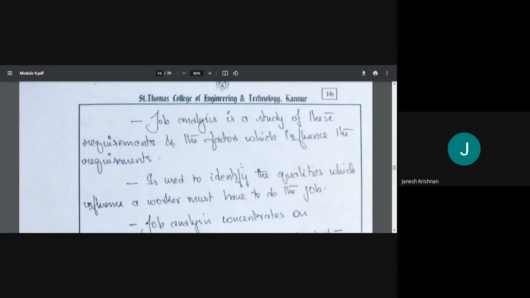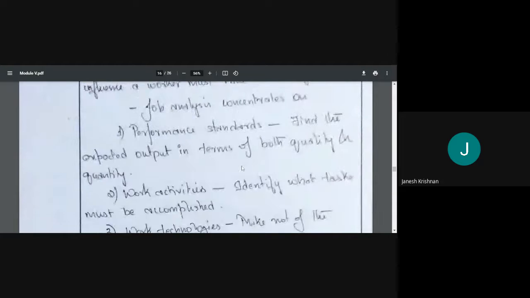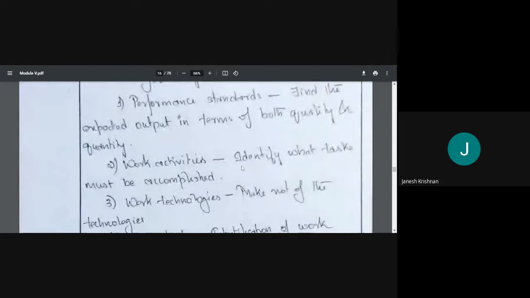So what are the factors on which job analysis is conducted? One is the performance standards. What is the output which I expect? Okay? So it can be in terms of quantity and quality. Okay, it's not either or. It can be in terms of quality, it can be in terms of quantity also. So according to my work, what is it? Sometimes it might be quantity, in some jobs it might be quality, and sometimes it will be both.